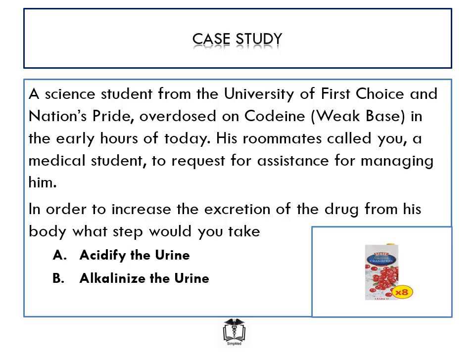So let's try out this case study. A science student from the University of First Choice and Nation's Pride overdoses on codeine, which is a weak base, in the early hours of today. His roommate called you, who is a medical student, to request assistance for managing him. In order to increase the excretion of the drug from his body, what step would you take? A, would you acidify the urine? B, would you alkalinize the urine?